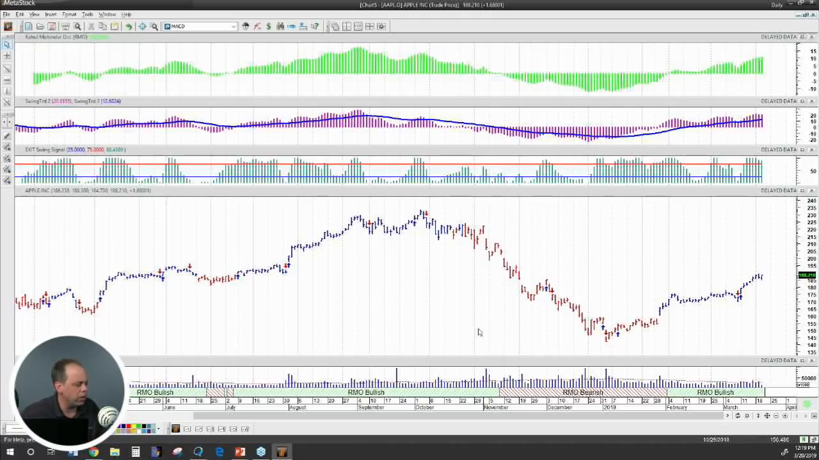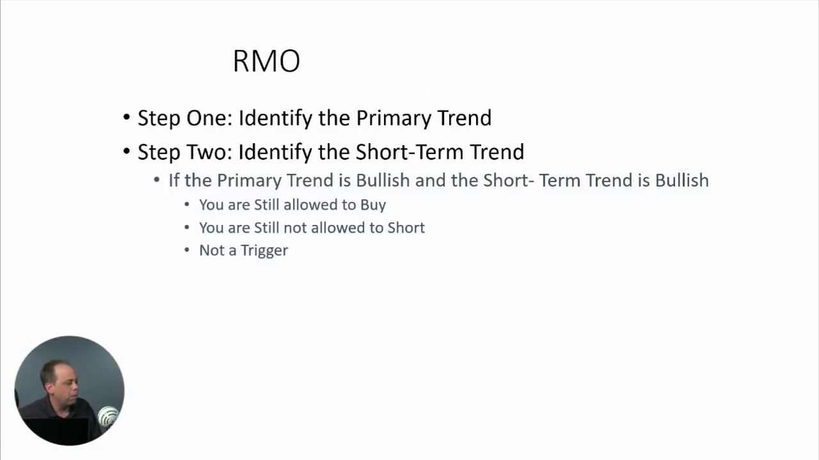Now let's go ahead and revisit those rules real quick. If the primary trend is bullish and the short-term trend is bullish, we're allowed to buy. We're not allowed to short. And again, it's not a trigger to get into the market.